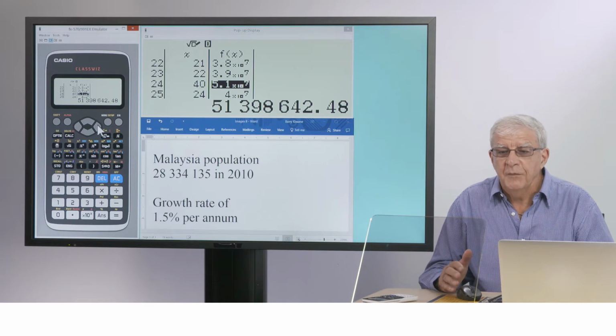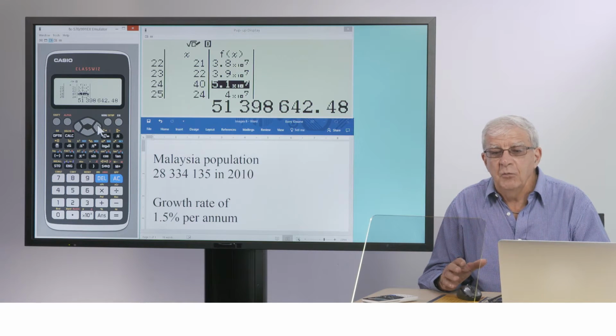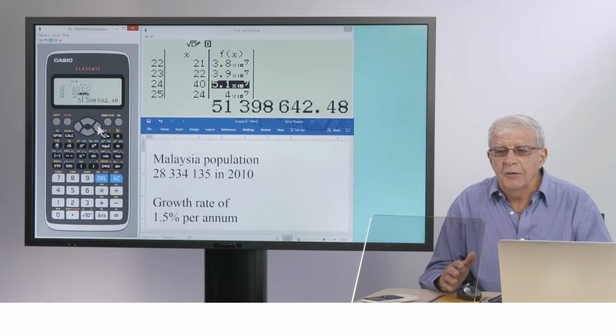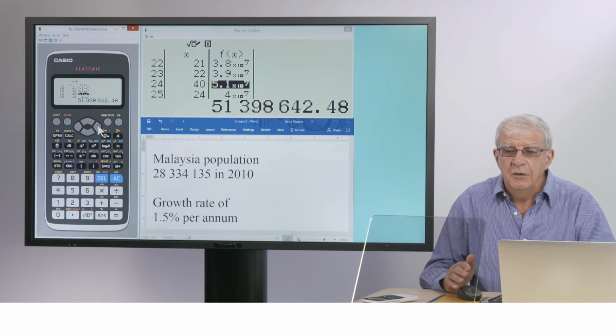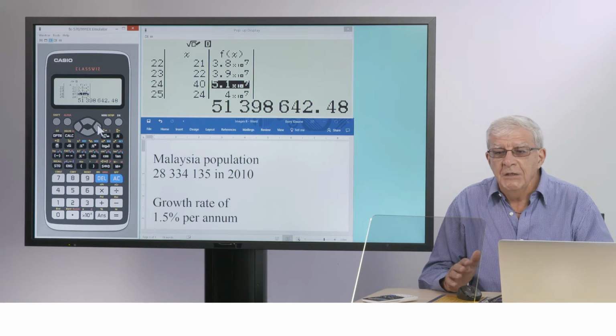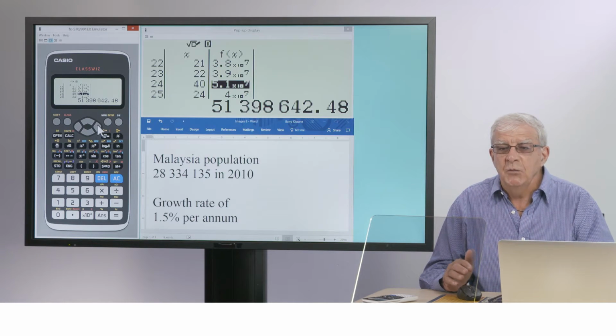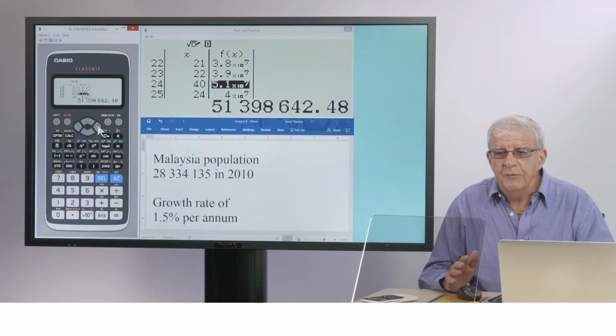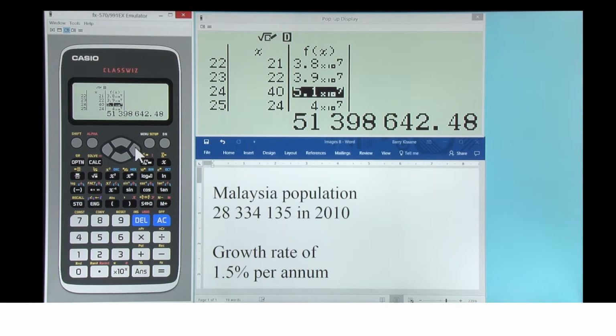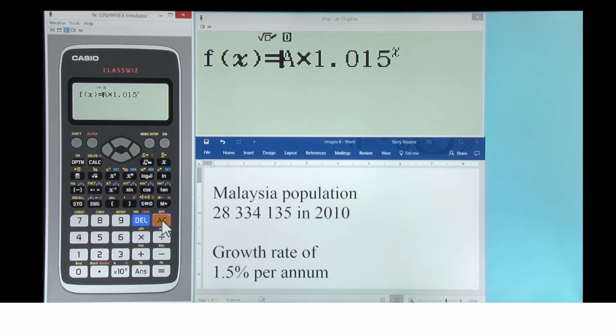A feature of mathematical models is that they can be used to model events. In this case, different population models can be constructed by changing the function. For example, if Malaysia's population growth rate was assumed to be 1.3% and not 1.5% per annum, a change in the model will show fresh predictions. So how can we do that on ClassWiz?